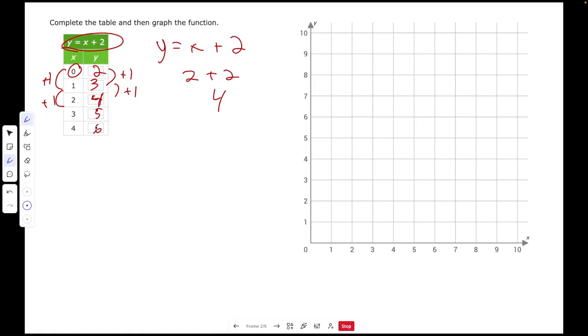Now, what you do now is you graph your points. So the first coordinate that I see, 0, 2, on a graph is here. Then you graph your next point, 1, 3. Then you graph your next point, 2, 4. Then you graph your next point, 3, 5, 4, 6. And then we connect, and hopefully you do a straighter line than I did, but here you have your graph.